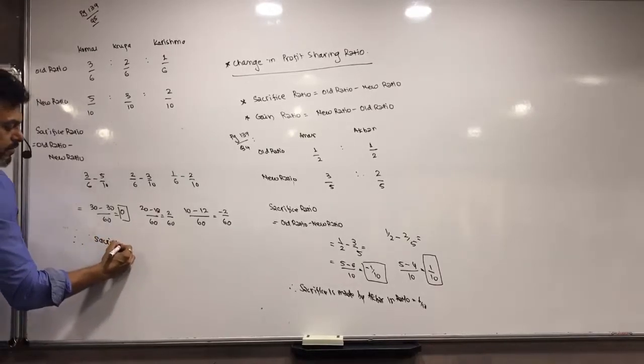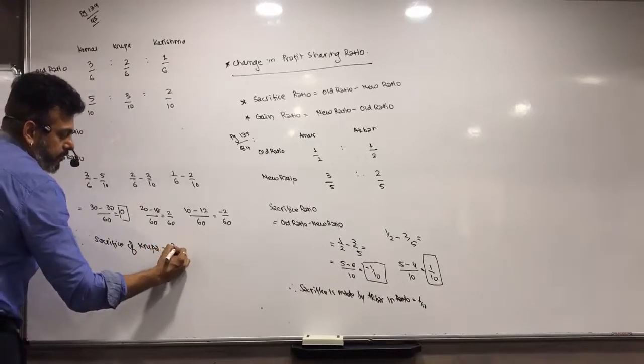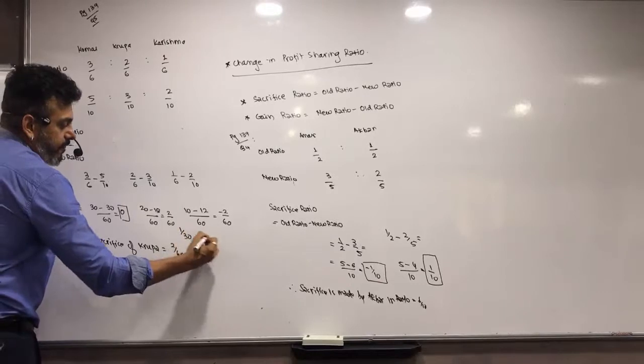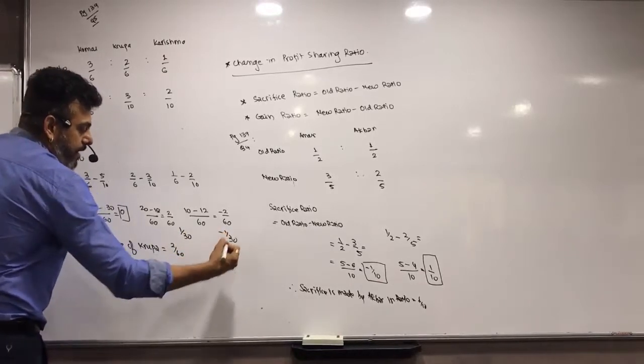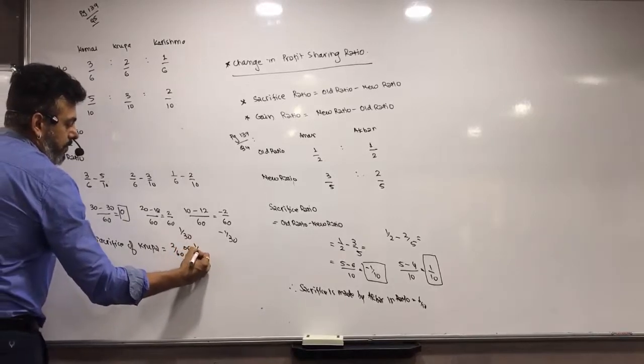Sacrifice of Krupa is equal to 2 by 60. We can even simplify. We can say 1 by 30, and minus 1 by 30, or 1 by 30.